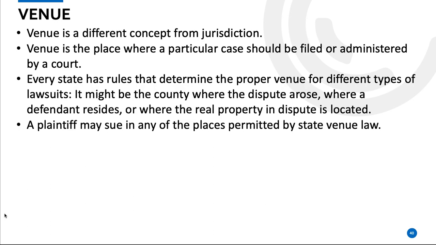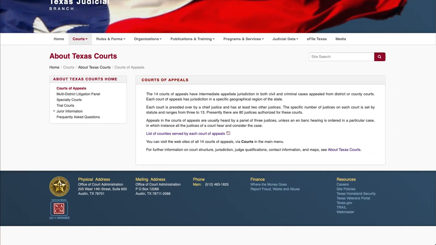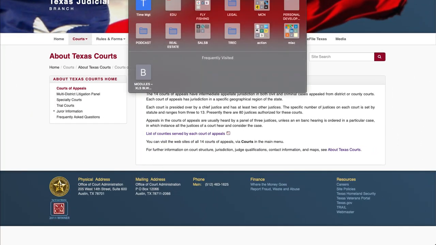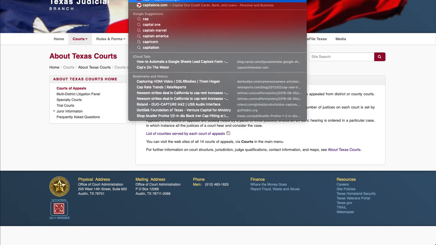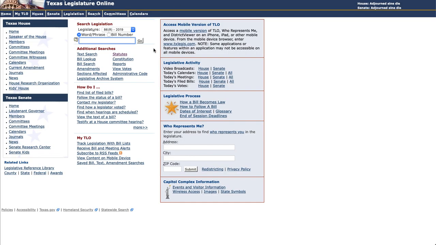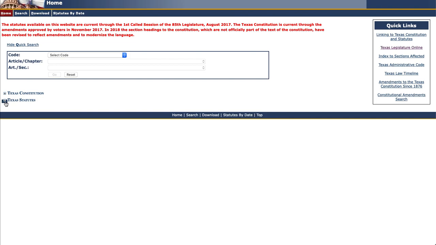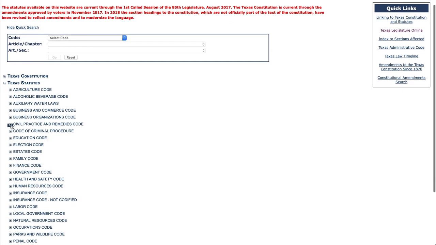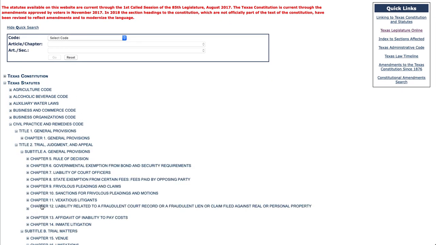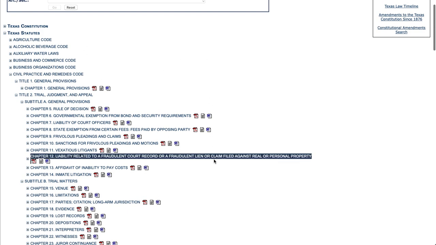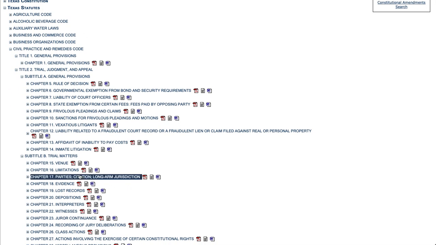So if we go to the Texas Civil Practice and Remedies Code, I did not get to show you this earlier, but let's take a look. I'm going to go to capitol.texas.gov. That takes me to the Texas Legislature site. I'm going to go to statutes, click on Texas statutes, and go to the Civil Practice and Remedies Code. This is a list of almost all the statutes in Texas. Then I want to look at venue right here, Chapter 15.